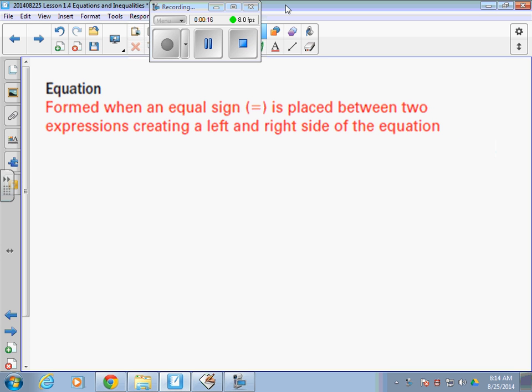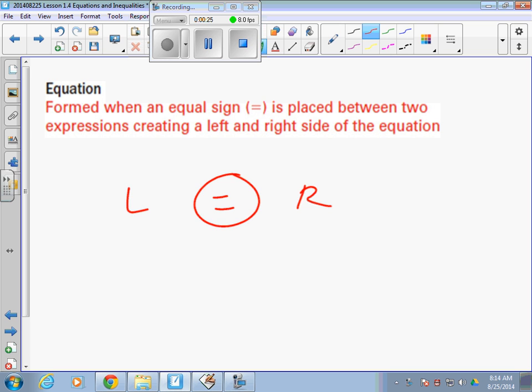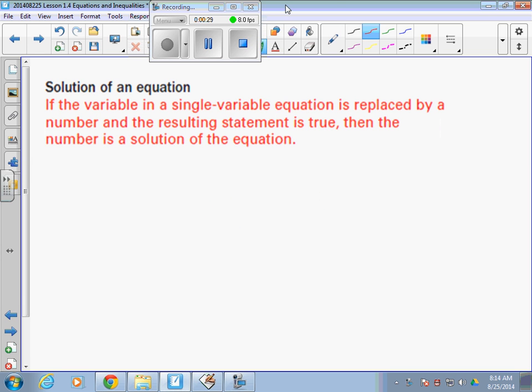An equation, basically the most important part of an equation is there's a left side, there's an equals, and then there's a right side. The equals is what makes it an equation. There's something on the left and something on the right. A solution of an equation is when a variable is replaced with a value. The important part about a solution is it makes a true statement.